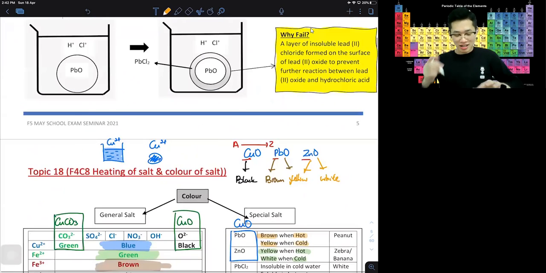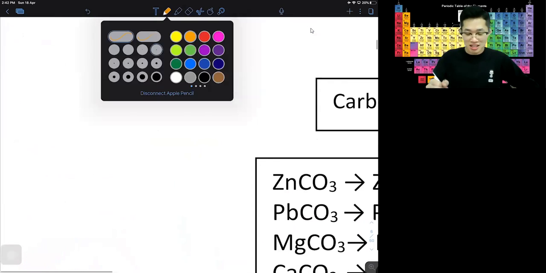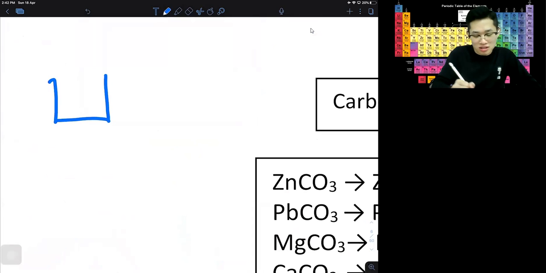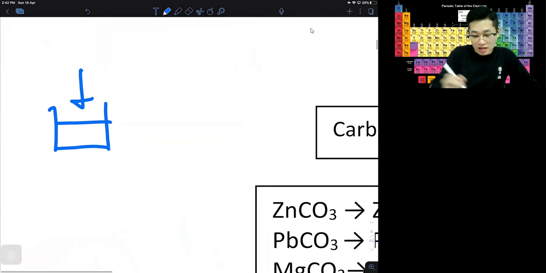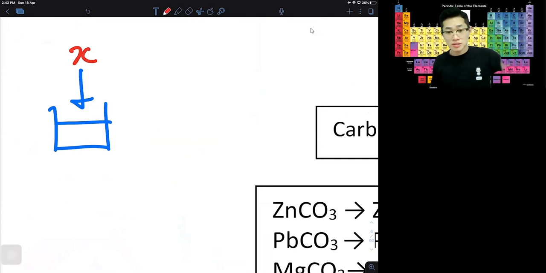Now we try. I give you one example to try. I have a cup of water, and I'm doing an experiment. I put in a few salts.